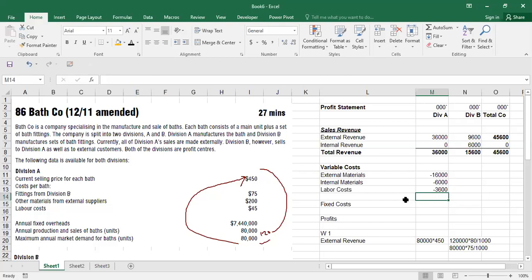And now, let me call it contribution. Contribution means the selling price minus the variable costs. Okay, let's make a total of all these.